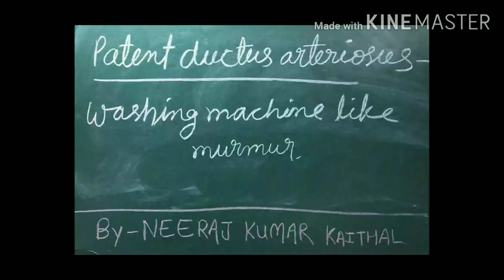Next, patent ductus arteriosus. It is an abnormal condition of heart. In short, it is also known as PDA. PDA is a heart defect, an opening between two blood vessels leading from the heart. Important characteristic sign, washing machine like murmur is present.